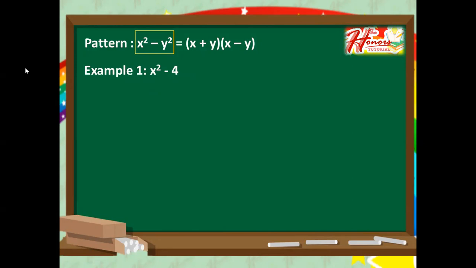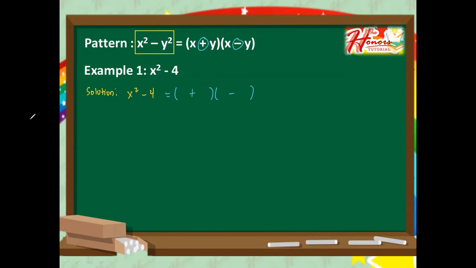So let's write our solution here. Solution, and then copy the given, and that is x squared minus 4. And then since we have here the pattern, I need you to write an equal sign here and prepare two parentheses here. And then just copy the operations, that's plus and minus.